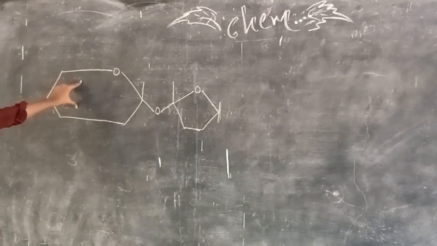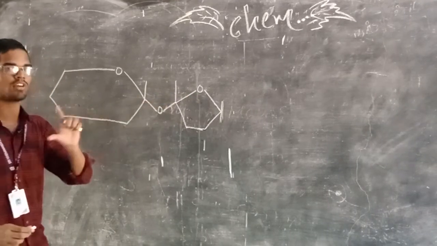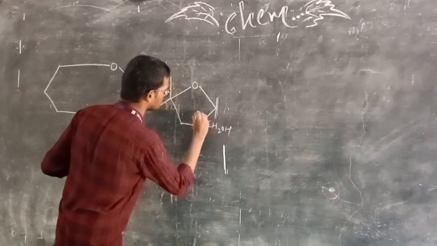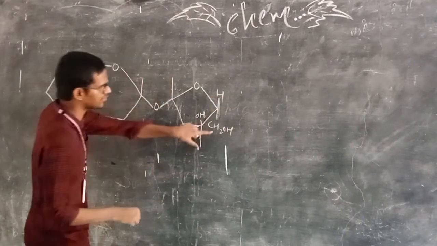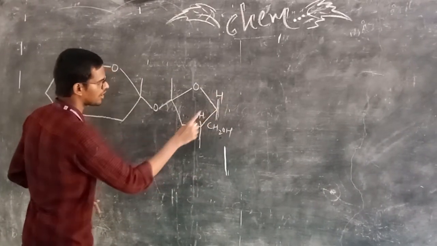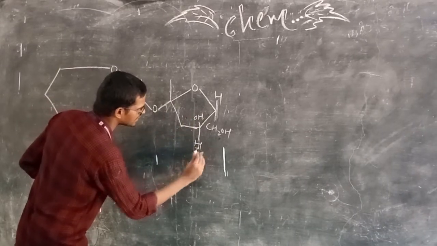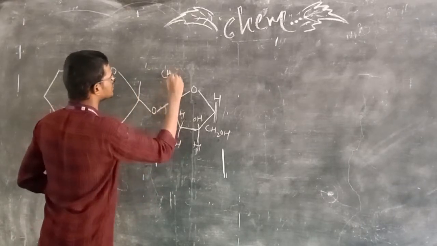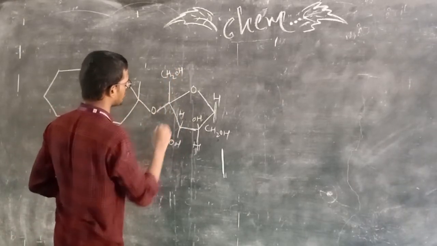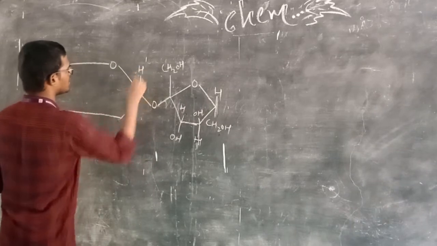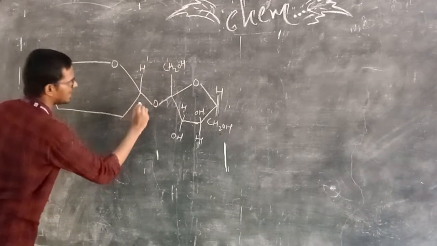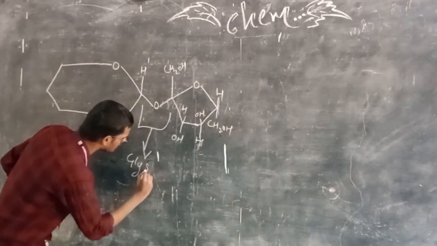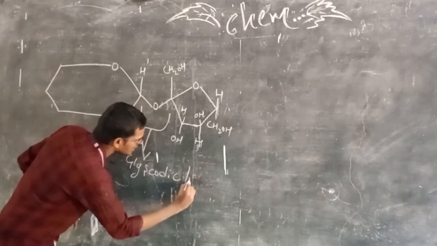This is the glucose molecule, this is the fructose molecule, and we are going to bond them. Whenever we write CH2OH or OH on one side, alternatively we write H on the other side. H, OH, CH2OH here. This entire structure we have drawn is called a glycosidic linkage.